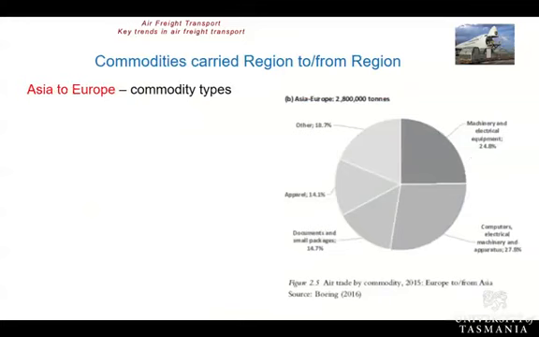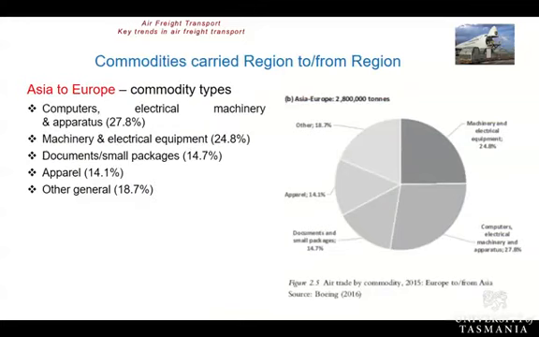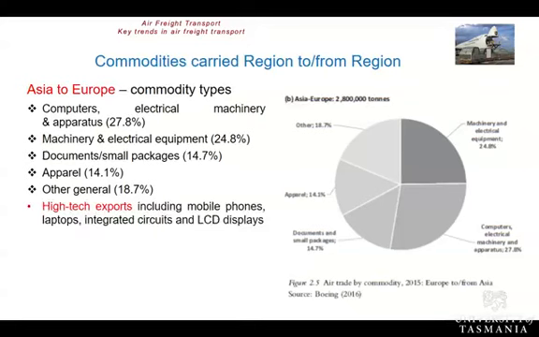If we have a look at the goods the other way, we have got a different sort of mix. What we can see here is over and above, we've got over 50% of the products in their commodity types are high-tech goods.